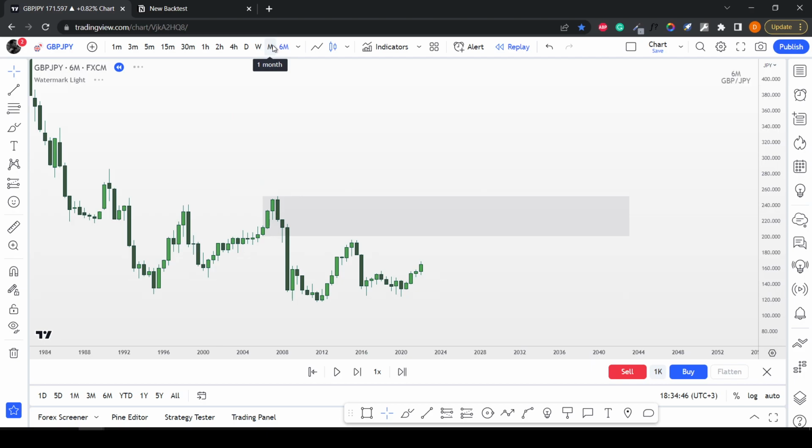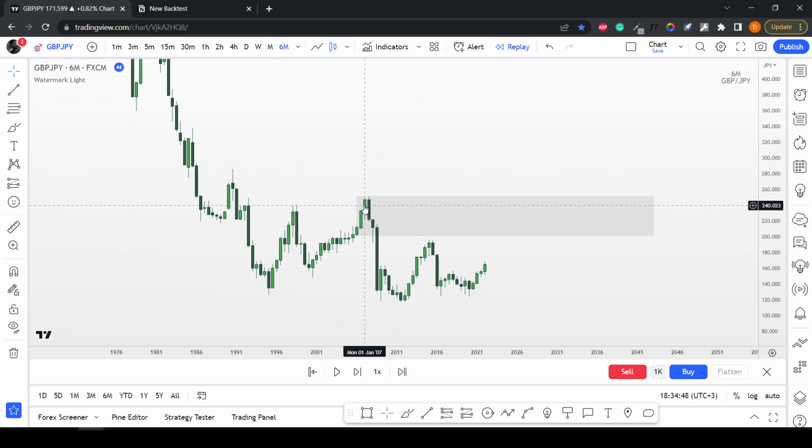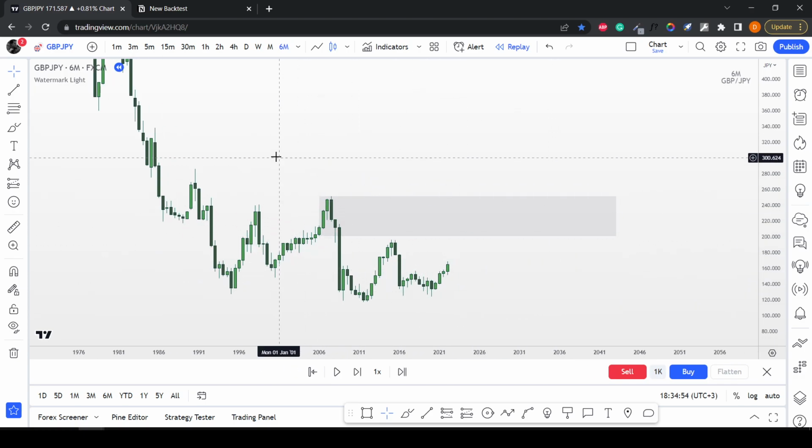Let's quickly check 6 months. Yeah, we are just in this bearish impulse, and now it's possible that we are inside some kind of a real long-term accumulation, or it can go for redistribution. So nothing too much from the 6 months.